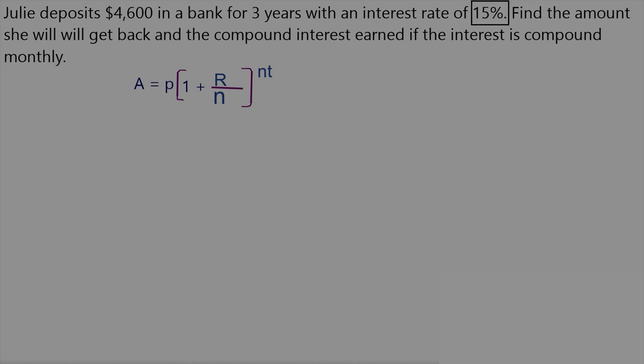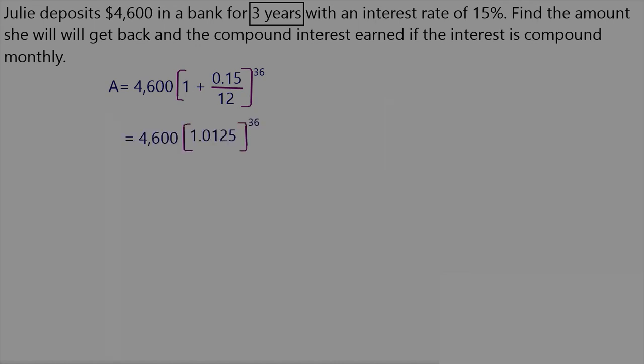15% is equal to 0.15 and the interest is compounded monthly, which means we want to write 0.15 over 12. Raised to the power of the months times the number of years. And 12 times 3 equals 36. The principal is 4,600. 0.15 divided into 12 is equal to 0.0125. Plus 1 is equal to 1.0125.